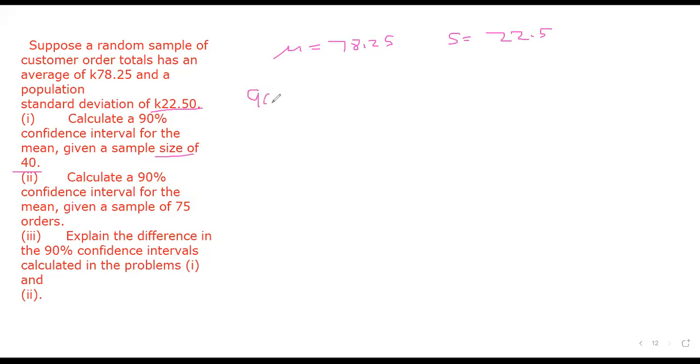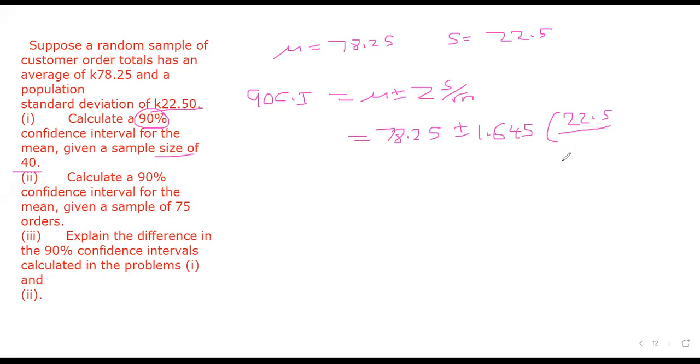So 90% confidence interval. What's the formula for confidence interval? The mean plus or minus Z, standard deviation over square root of n. So our mean is 78.25. Our Z is what, at 90%? Who remembers the song? 1 point what? 645. Our standard deviation is 22.5. What n are we using here? 40. Then you find your lower bound and your upper bound.